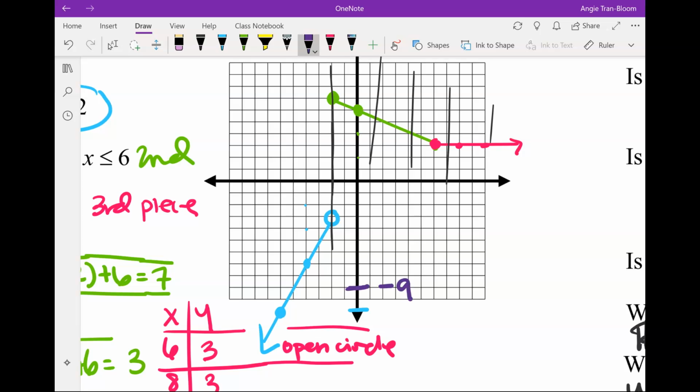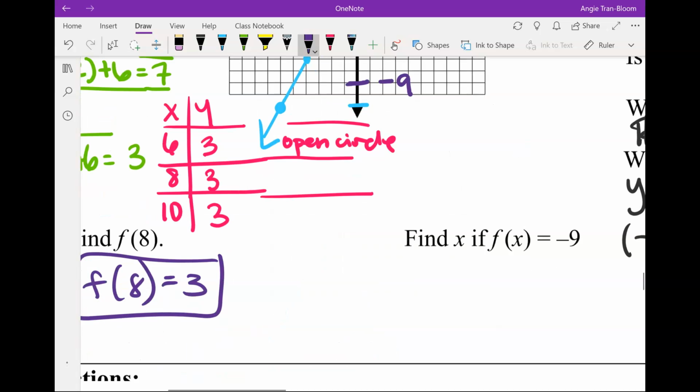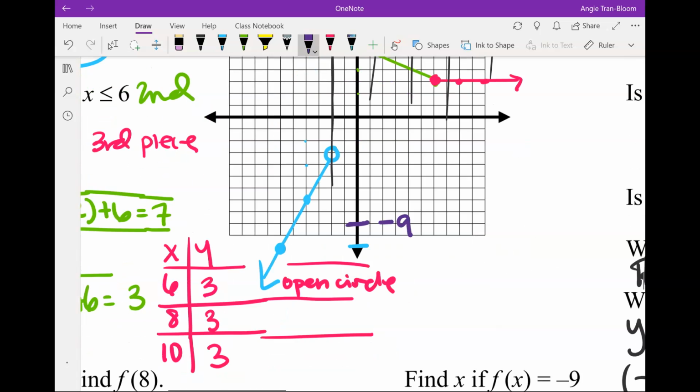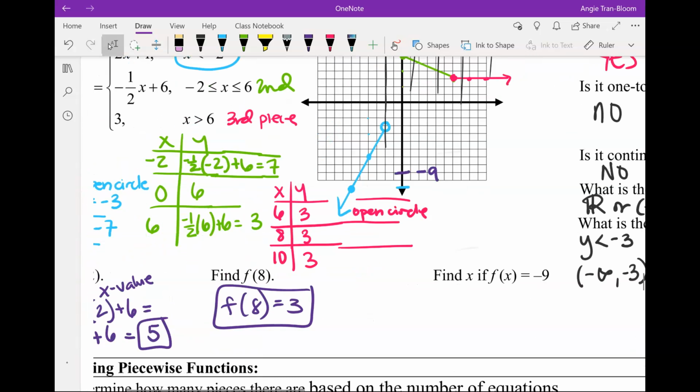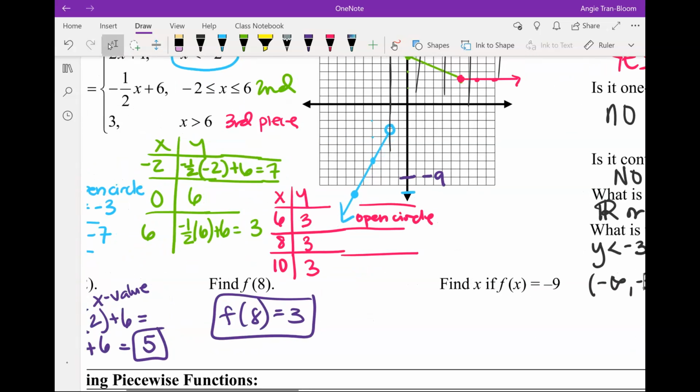Is that what it says right there? I want to make sure. Yep. When y is negative 9, x is what? Negative 1, negative 2, negative 3, negative 4, and negative 5. So we can count. Okay. So it's the first piece. Also, you can check it algebraically.